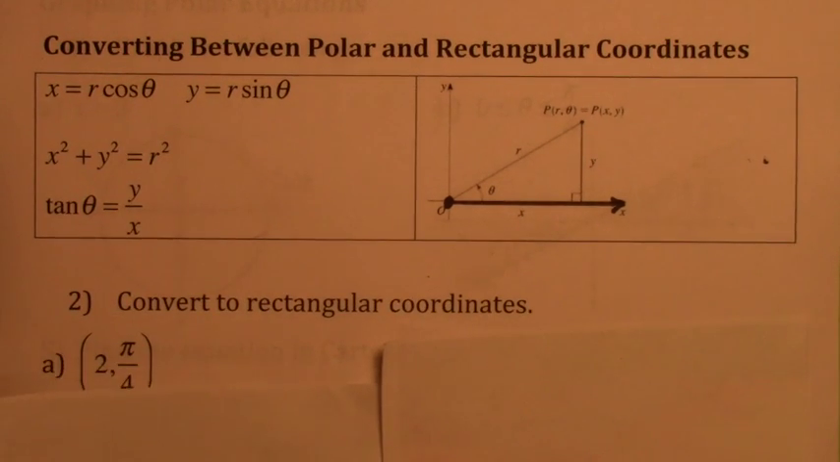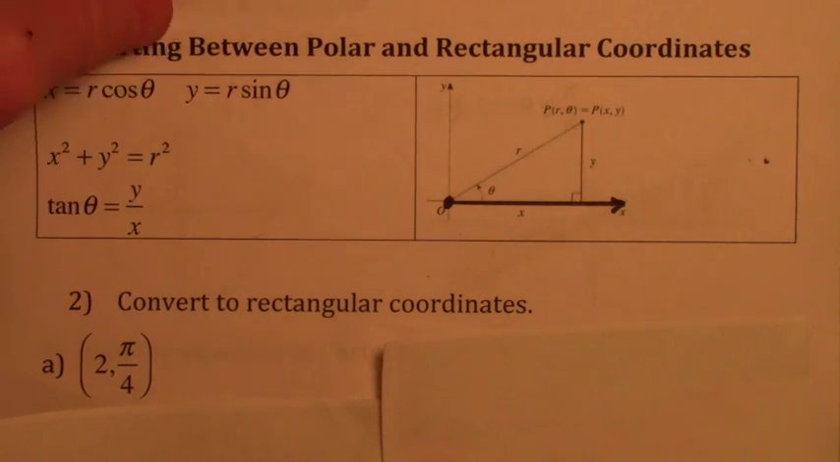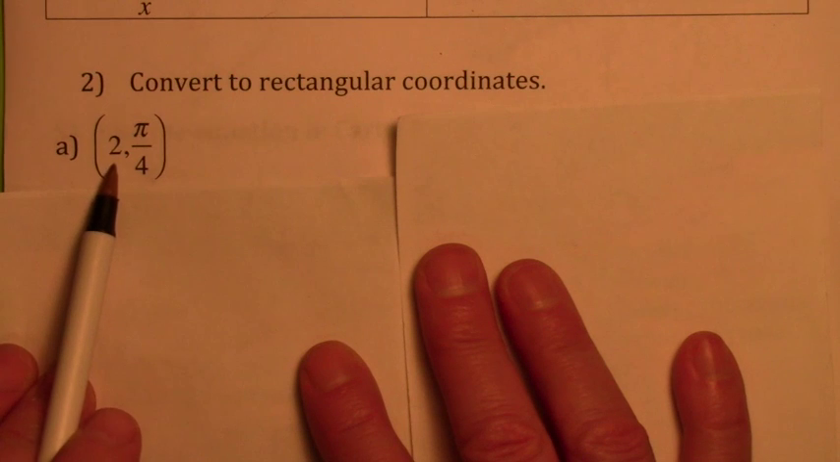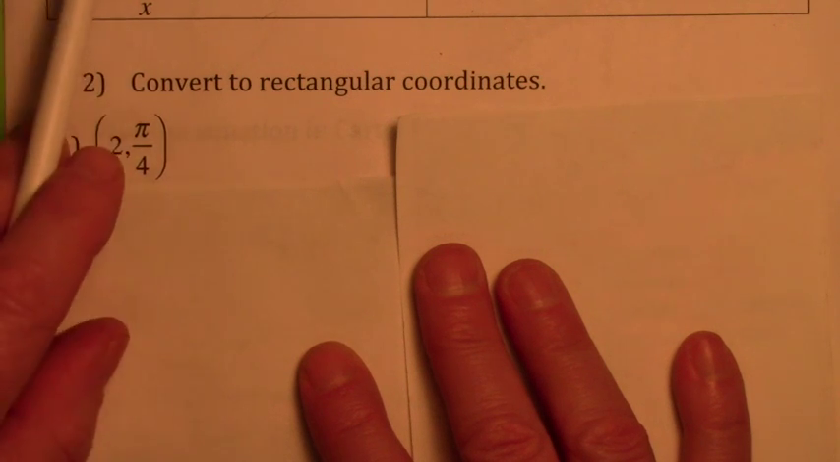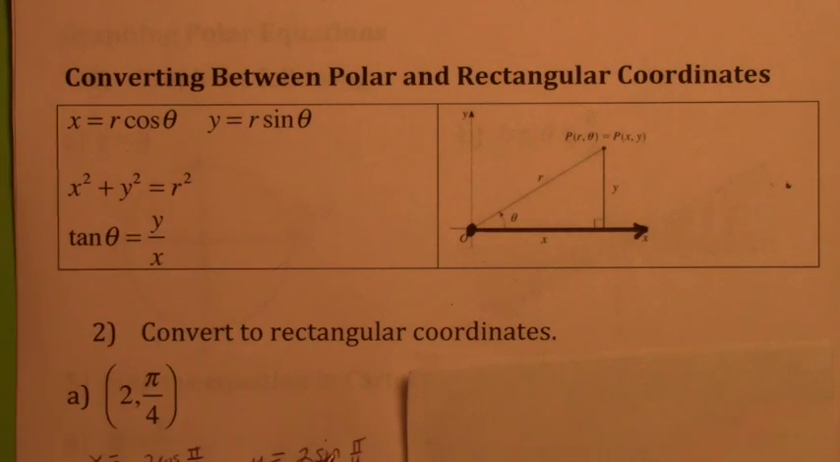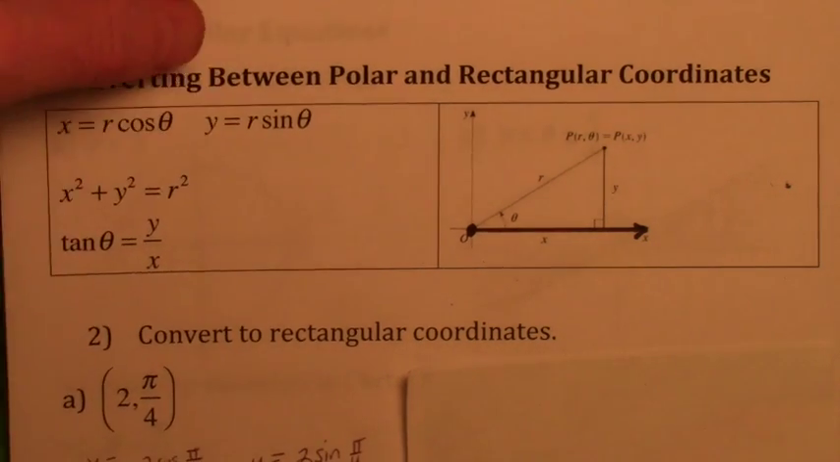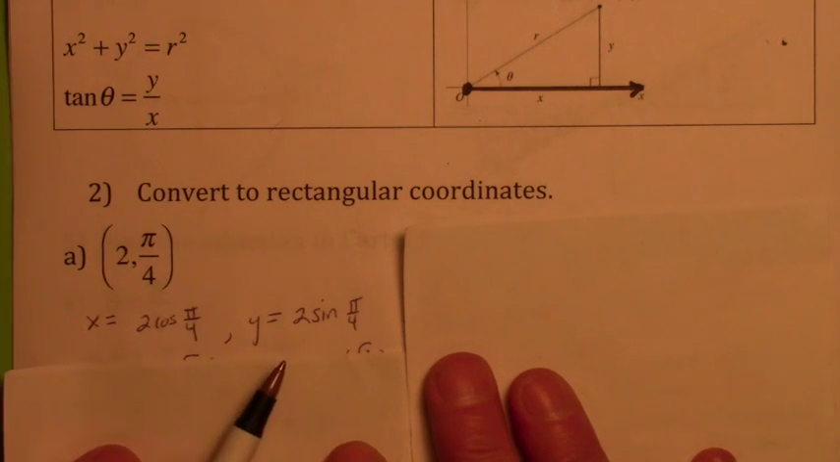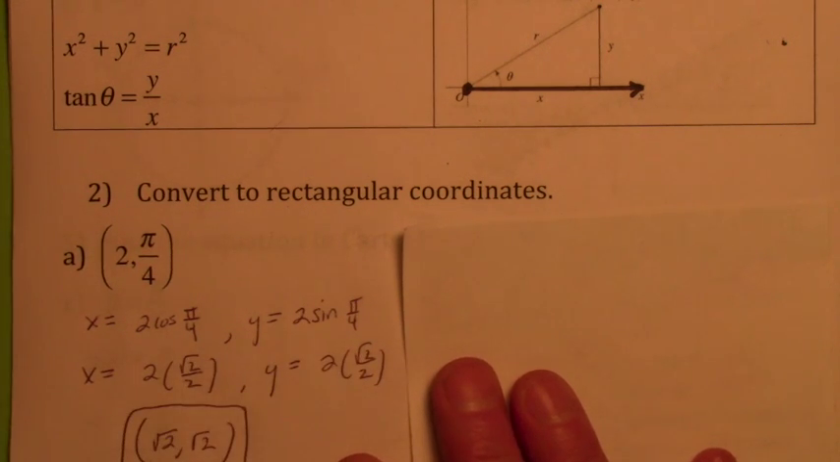Suppose you wanted to convert this point to rectangular coordinates. If you know r and theta, you could find x and y, you see? x equals r cosine theta, y equals r sine theta. So you get this, and then when you simplify, you get radical 2 over 2 comma radical 2. I should say radical 2 comma radical 2, right?